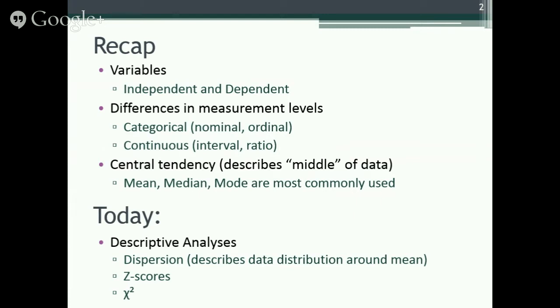So that was, again, a recap of what we had already done, and so you recall that. You have the slides for that as well. Today we're going to talk about descriptive statistics more. We're going to finish that off. We'll talk a little bit about dispersion. So dispersion is the concept that describes data around the mean.